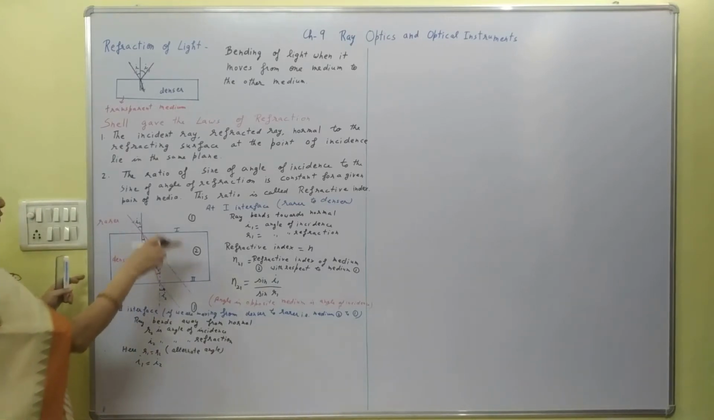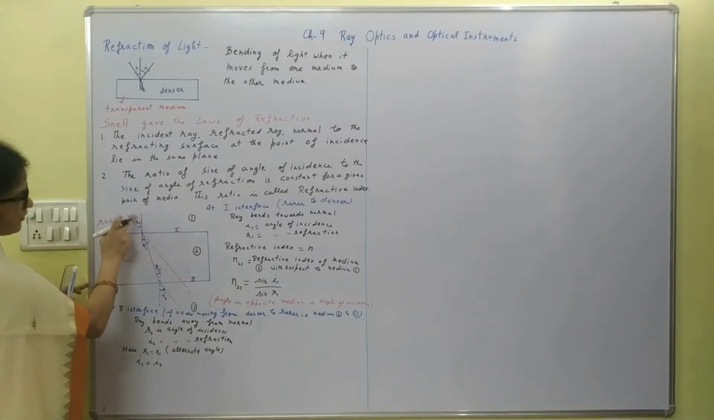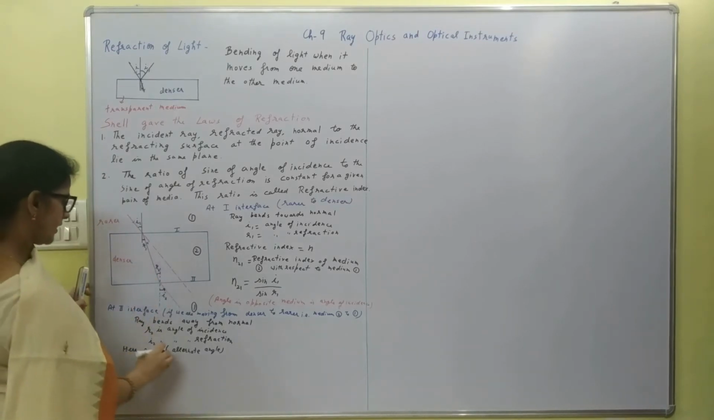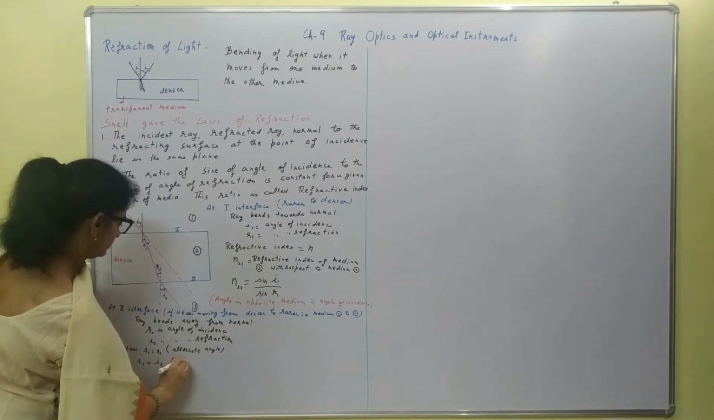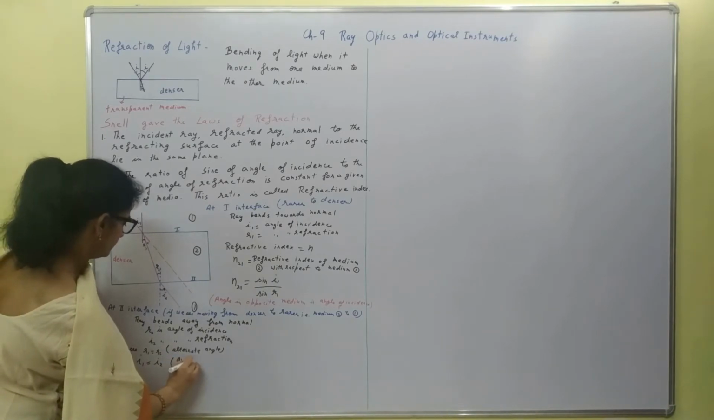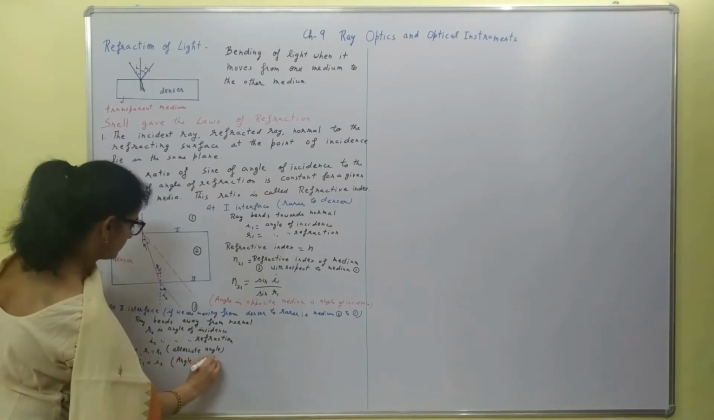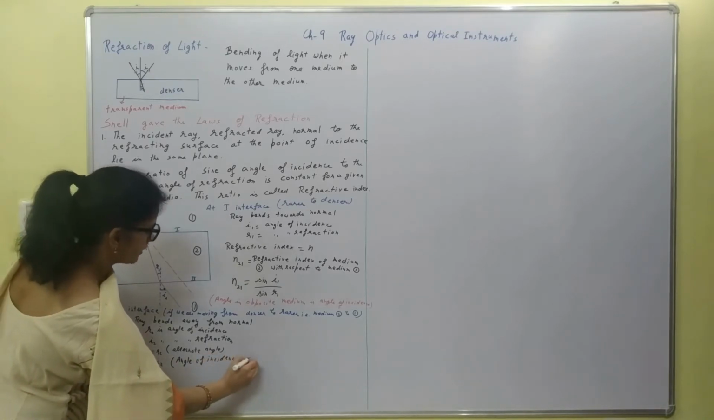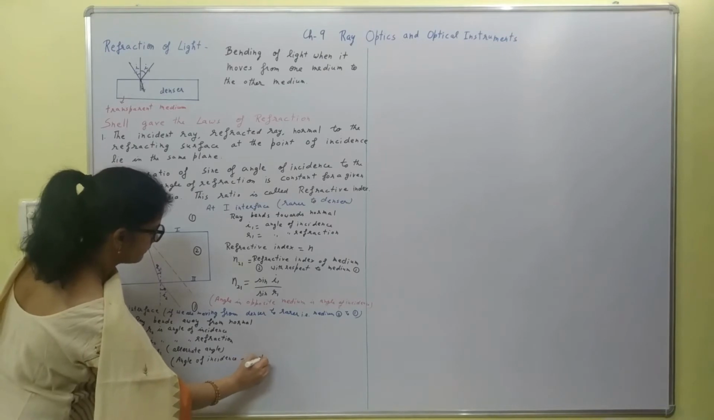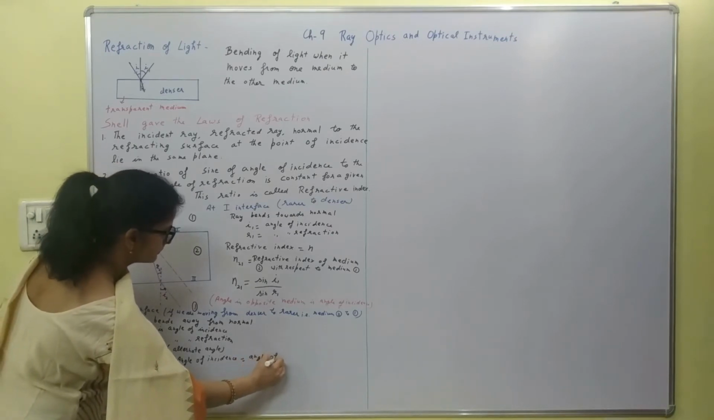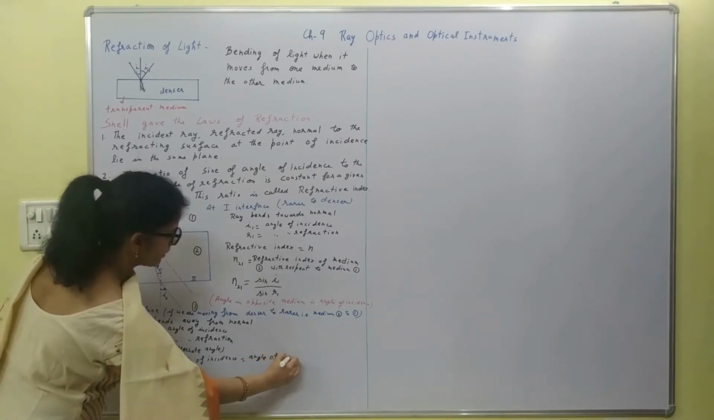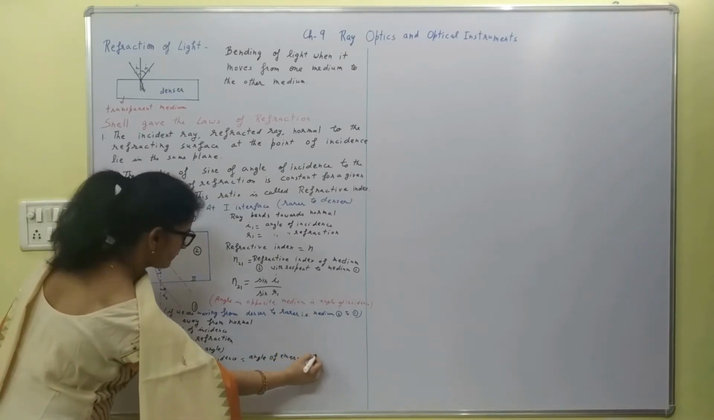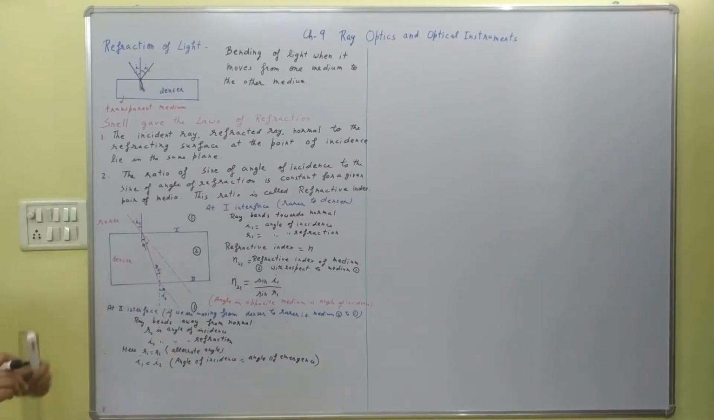Technically, if we take this whole figure, then I1 is angle of incidence, I2 is angle of emergence. So you can say angle of incidence is equal to angle of emergence. Now what is the reason for this refraction of light?